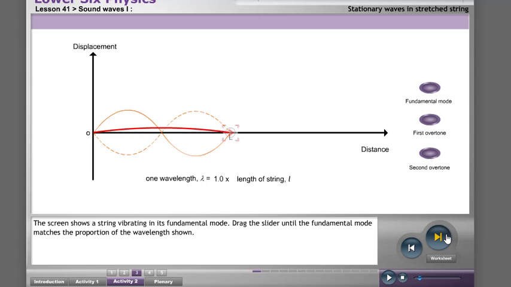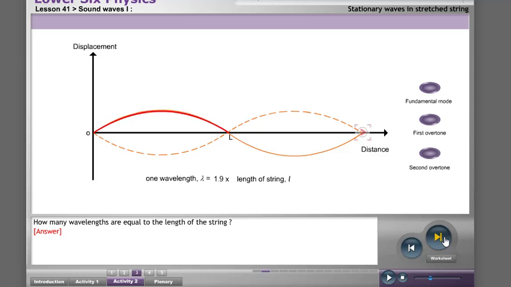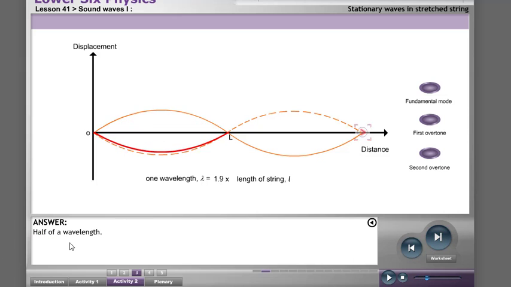The screen shows a string vibrating in its fundamental mode. Drag the slider until the fundamental mode matches the proportion of the wavelength shown. How many wavelengths are equal to the length of the string? Answer: half of a wavelength.